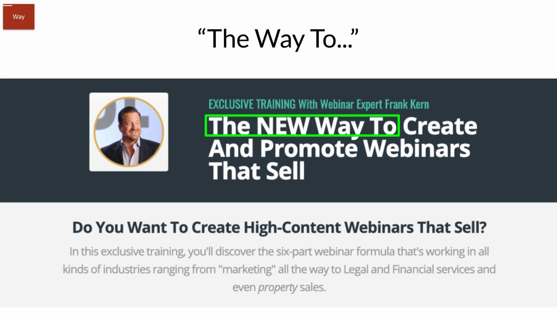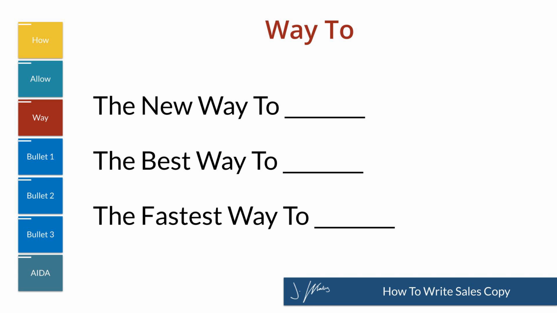So the third and final headline formula we have here is going to be the blank way to. So we have an example here from Frank Kern and one of his webinars, and he's using new, so the new way to create webinars and promote webinars that sell. Now, when it comes to what you use for new, it could be the new, the best, the fastest, whatever descriptor works best for whatever your product or service or free offer is.